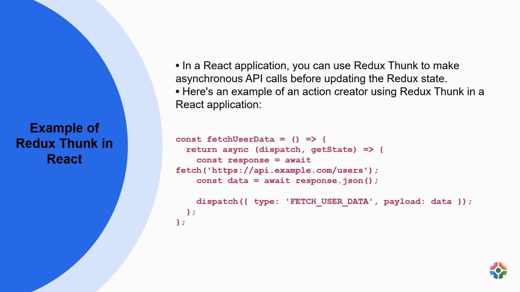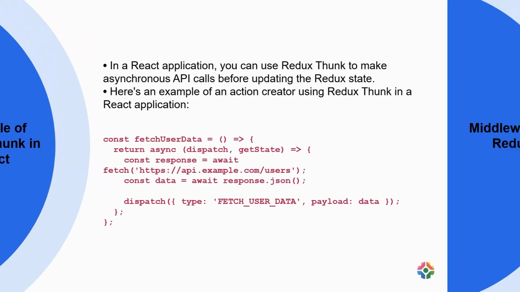the data payload. In a practical scenario, when a user navigates to a user profile page in a React application, fetchUserData could be triggered to load the user's data from the backend before displaying it on the page. This process ensures that the user's information is up to date and in sync with the application state.